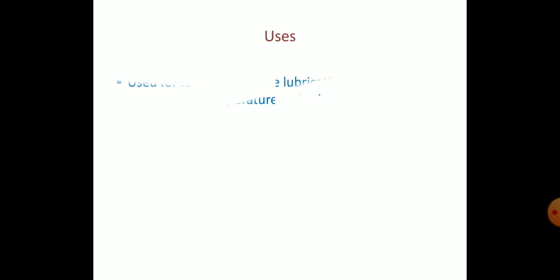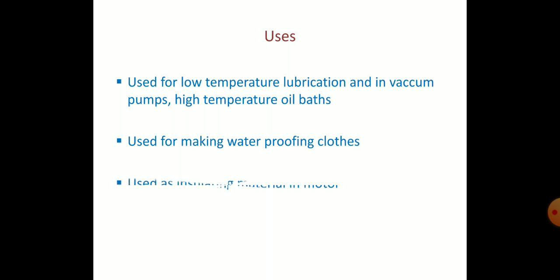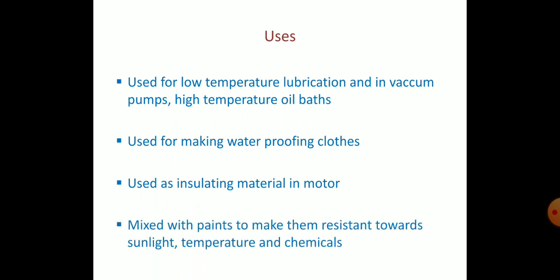Use number 1 is it is used for low temperature lubrication and in vacuum pumps and high temperature oil baths. This is use number 1. And secondly, it is used for making waterproofing cloths. Since we have seen in the previous slide, it is water repellent, so it is used for preparing waterproofing cloths. Then thirdly, it is used as insulating material in mortars. And final use, it is mixed with paints to make them resistant towards sunlight, temperature, and chemicals.